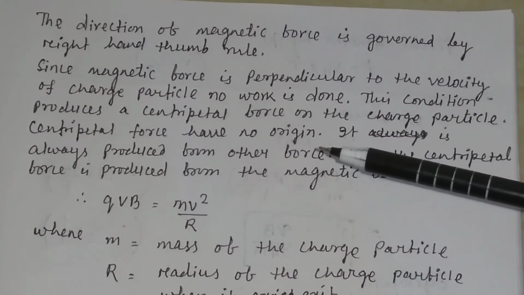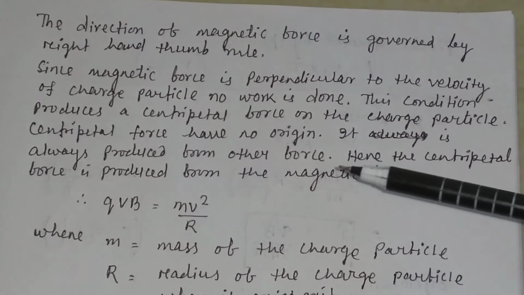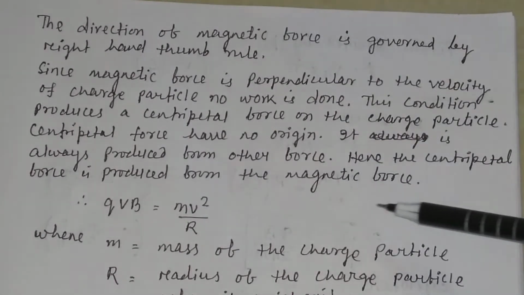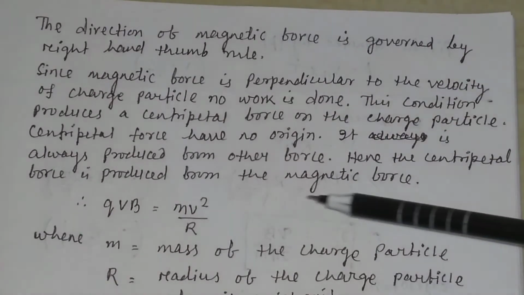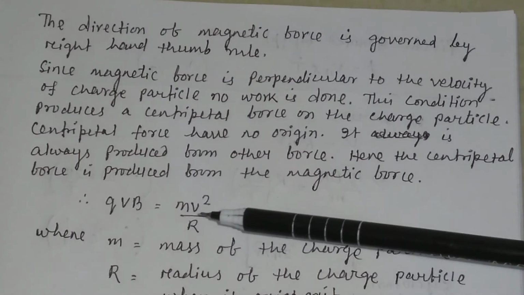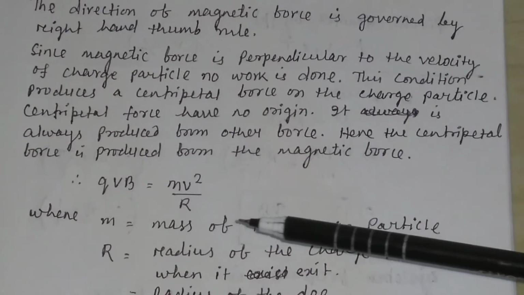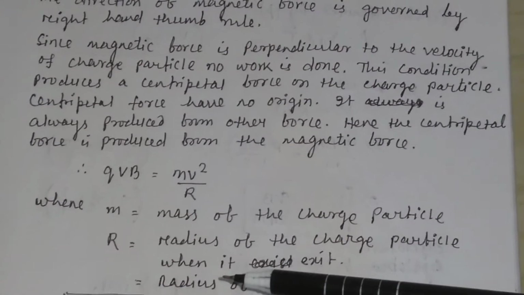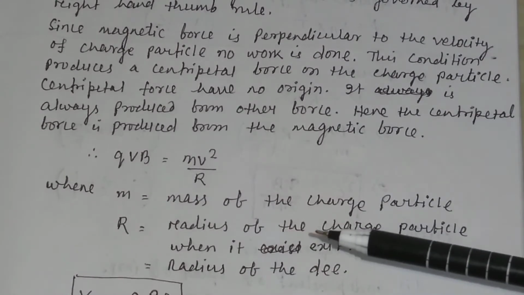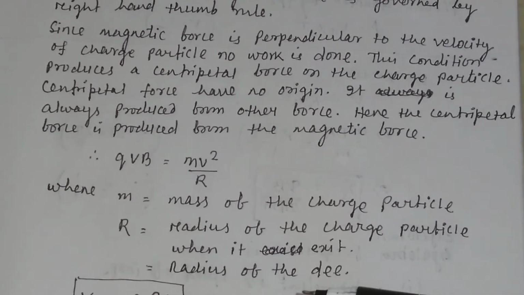Centripetal force has no origin of its own. It is always produced from other forces. So here the centripetal force is produced from the magnetic force. So the magnetic force, which is equal to qvB, will give you the centripetal force. So qvB will be equal to mv square by r, where m is the mass of the charged particle and r is the radius of the path of the charged particle when it exits, where r is also the radius of the D.